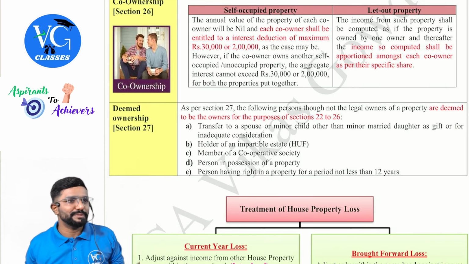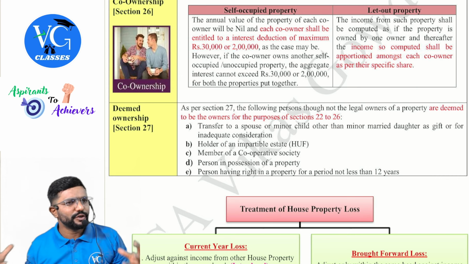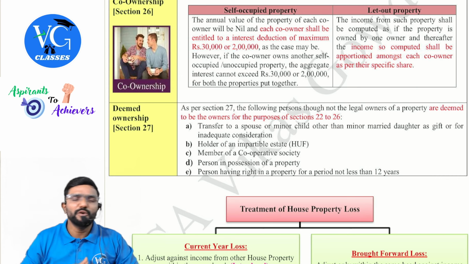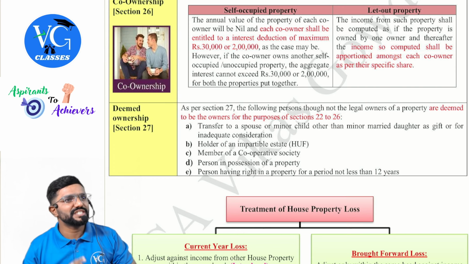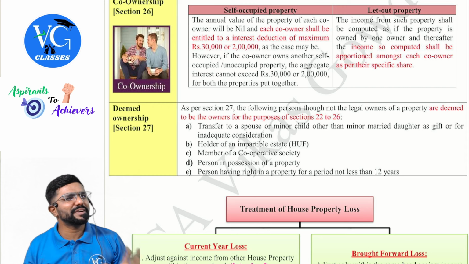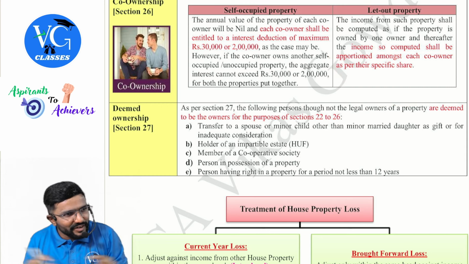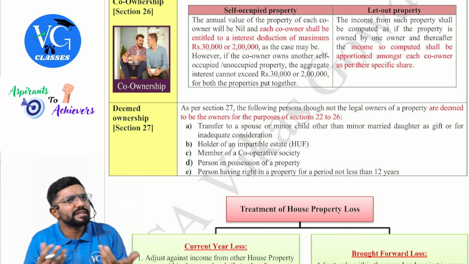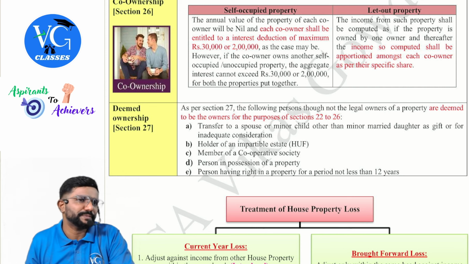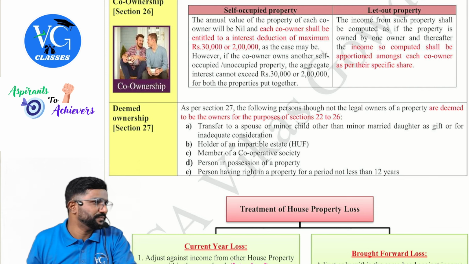Okay, co-ownership. Sir, I and my brother, or I and my wife together own a property. How do we compute the income from that property? First check whether it is self-occupied or let-out property. If it is let-out property, very easy. Compute the income from house property. The end figure, whatever is there, split it between the co-owners.